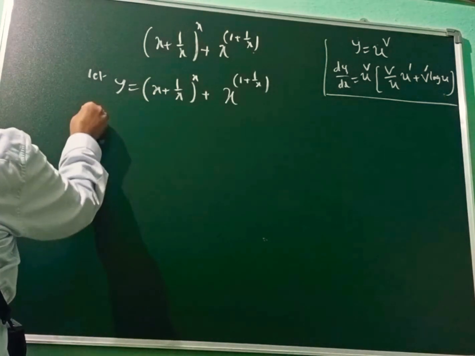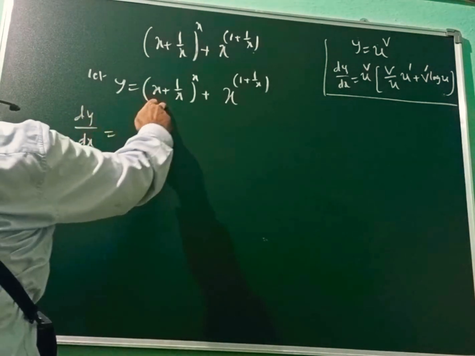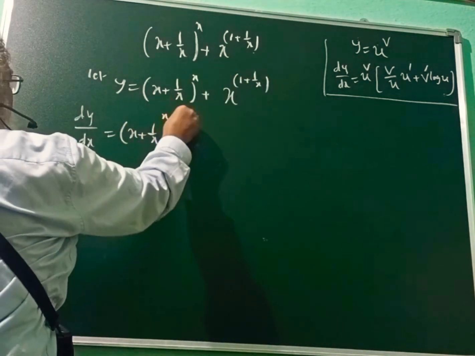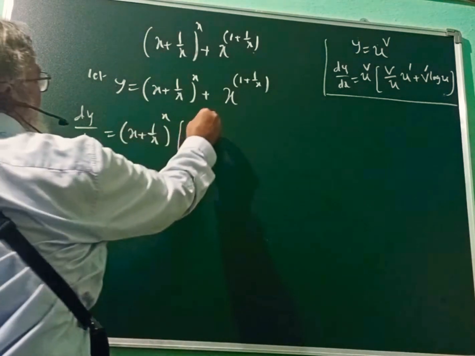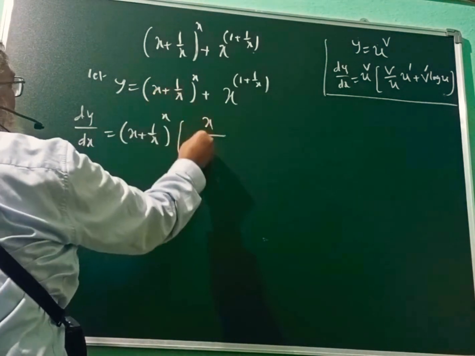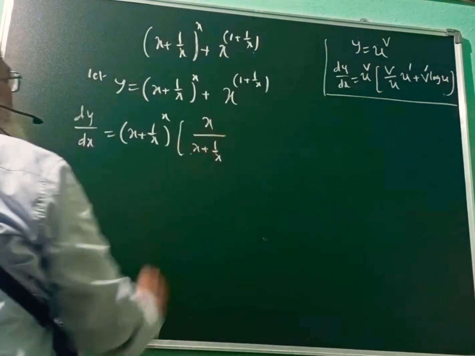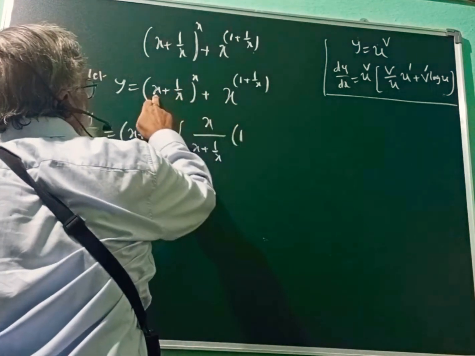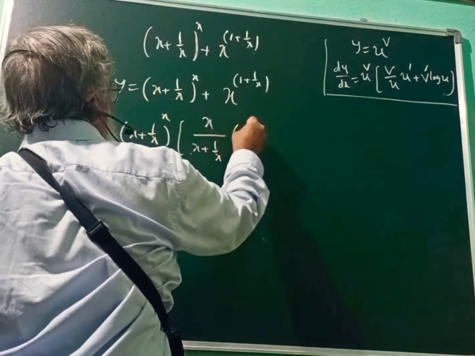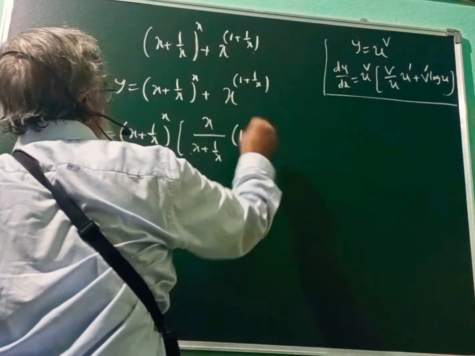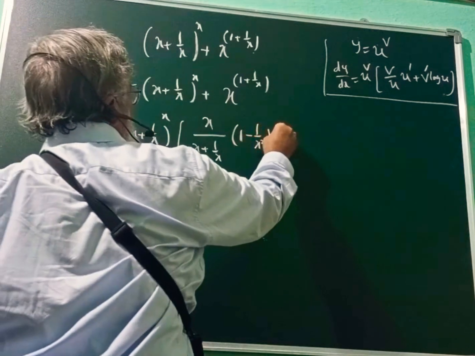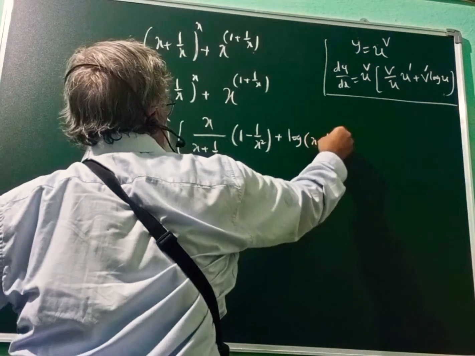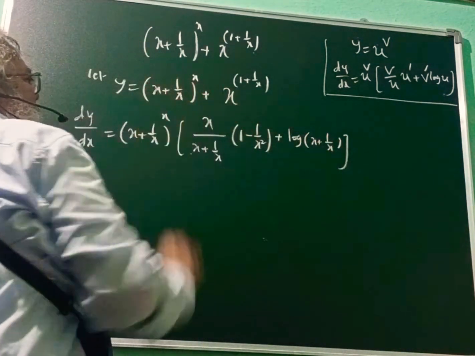dy by dx is equal to, first we apply the formula to this, that is x plus 1 by x raised to x. Look here, v means x here, divided by u, which is x plus 1 by x. u dash, the differentiation of this: 1 by x is 0, differentiation of x is 1 and of 1 by x is minus 1 by x square. Plus v dash, the differentiation of x is 1, into log of u, x plus 1 by x. This is the derivative of the first function.